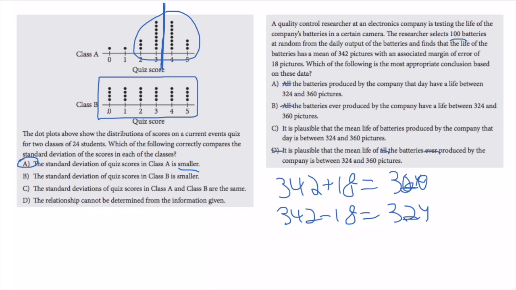So the key point here is that a lot of times when we're looking at just a sample of the data, whenever they have extremes, like the word all or ever or none, I can typically eliminate those answers. Just because from a sample of 100, I can't accurately say that all of them fall within that data.